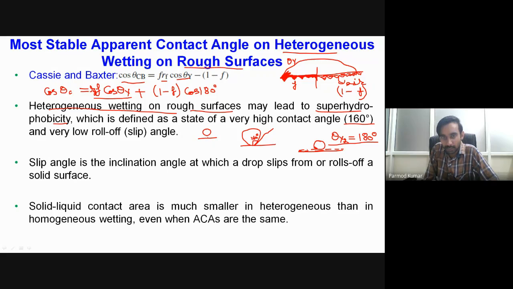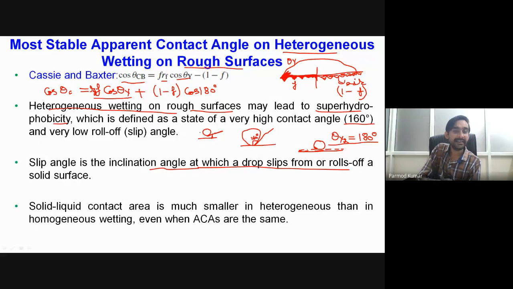When the droplet slips off this surface, it will be slipping at a certain angle. The angle made by a droplet with the surface during its slip-off motion is known as the slip angle. So the slip angle is the angle at which a drop slips from or rolls off a solid surface. When we have a superhydrophobic surface, we will have very low slip-off angles.